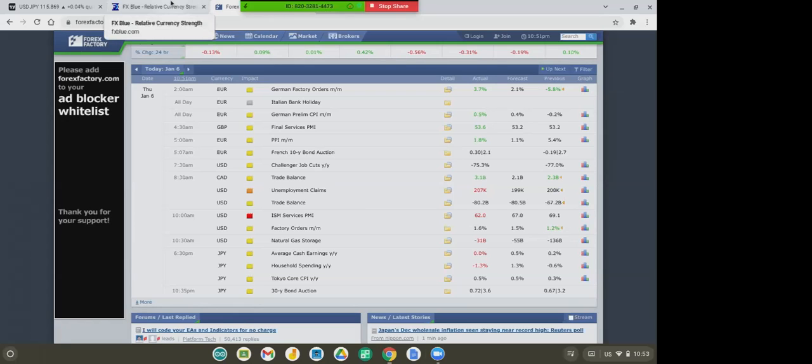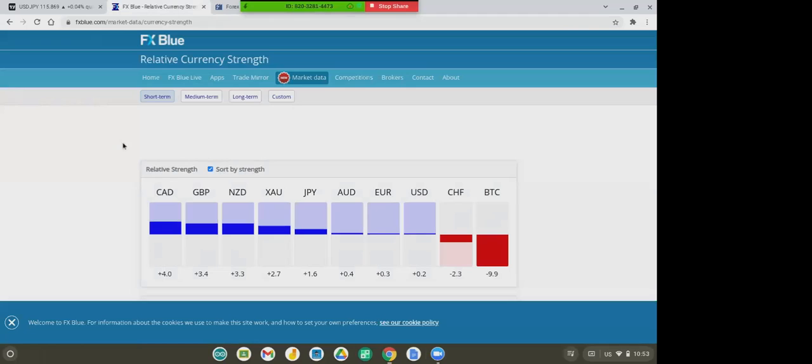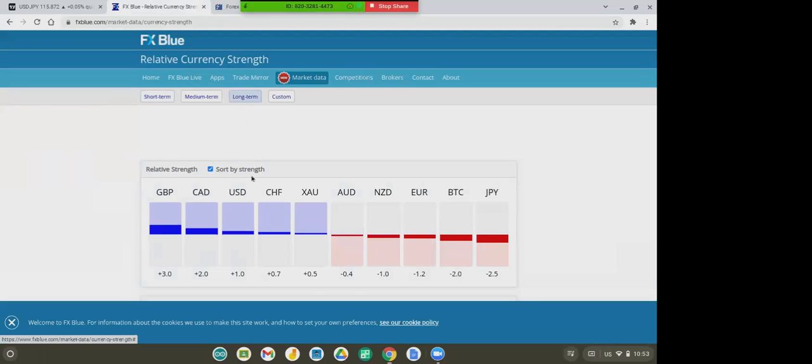Then most of the time I go over to the currency strength meter. I use fxblue.com and go over to long term currency strength. Right. Go over there. Boom. And I see what pairs is strong, what pairs is weak. The red is the weak ones. The blue is the strong ones. All right. So I do that. See which ones.